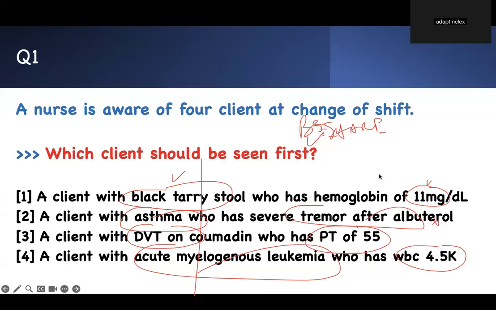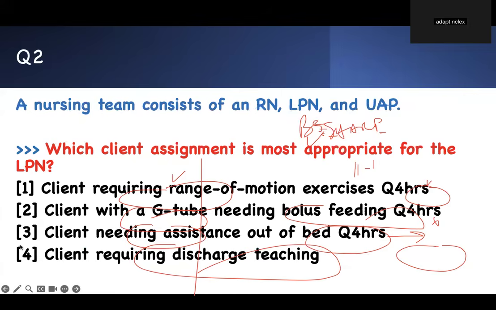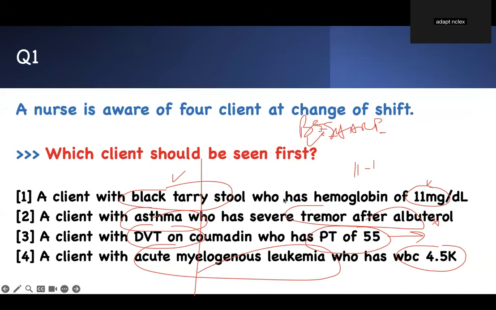There's no pain issue. But if you look at number three, it is also a bleeding issue. It can go into shock. Somebody with a DVT who is on Coumadin, PT of 55. Your normal PT is between 11 and 12. A PT of 55 means more than four times your normal PT. Too high. This patient is going to bleed to death. He may have a hemorrhage. So you have to be able to put your content together and figure out what is going on.